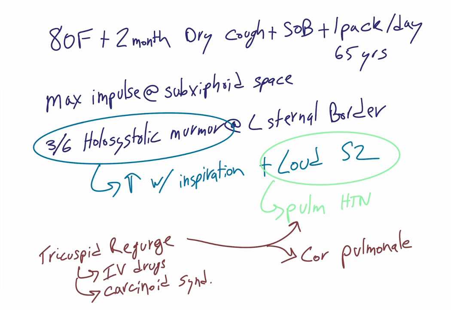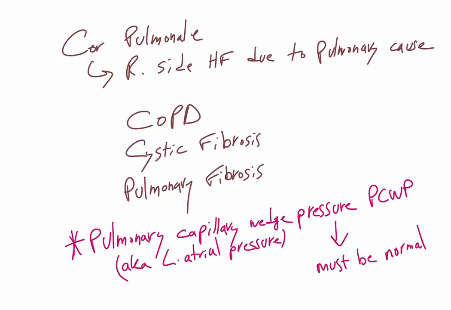Now dealing with cor pulmonale, this is a right-sided heart failure due to a pulmonary cause like COPD, cystic fibrosis, pulmonary fibrosis as caused by CREST syndrome. There's a bunch of things that can cause it. Just understand that the whole concept is that you have pulmonary problems that eventually lead to right-sided heart failure.